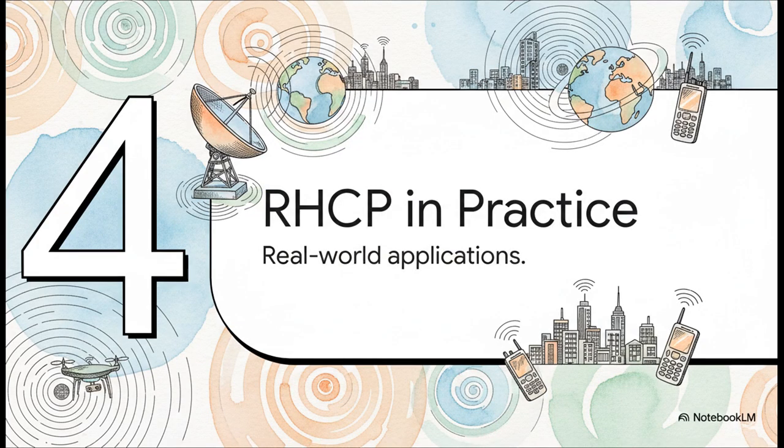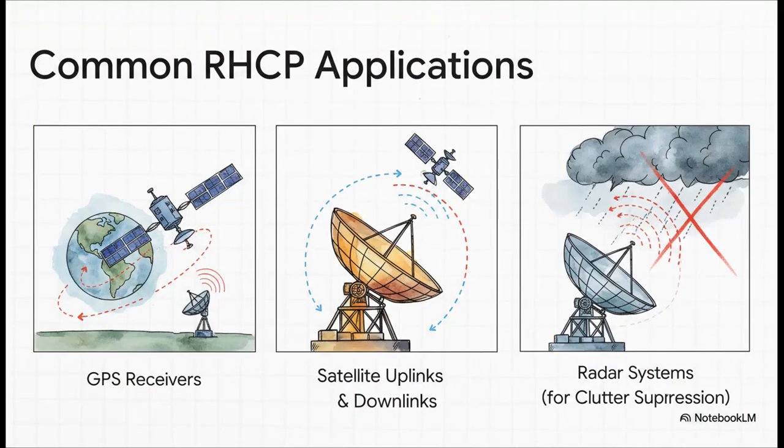Okay, so this is all great in theory, but where is it actually being used? For our last section, let's look at RHCP in practice, the real-world applications, and of course, the trade-offs. Well, you're looking at some of the most critical RF systems we rely on every day. GPS absolutely depends on RHCP to fight reflections off the ground and get an accurate fix. Same goes for satellite communications. And radar systems use it to filter out unwanted reflections, what they call clutter, from things like rain.